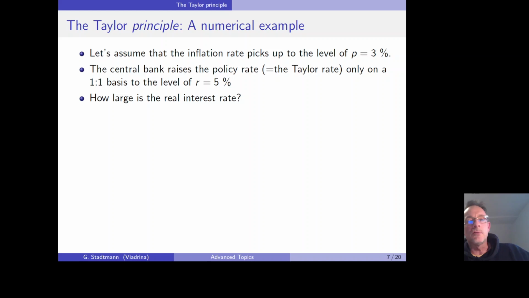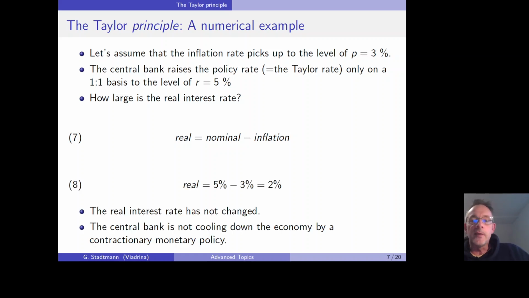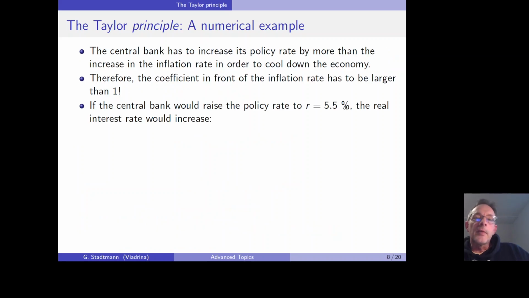How large is the real interest rate in this setting? Once more, real interest rate is nominal interest rate minus inflation. So the real interest rate is 5% minus 3% equal to 2%. So the real interest rate has not changed at all. So the central bank is not cooling down the economy by a contractionary monetary policy. The central bank has to increase its policy rate by more than the increase in the inflation rate in order to cool down the economy. Therefore, the coefficient in front of the inflation rate has to be larger than 1.